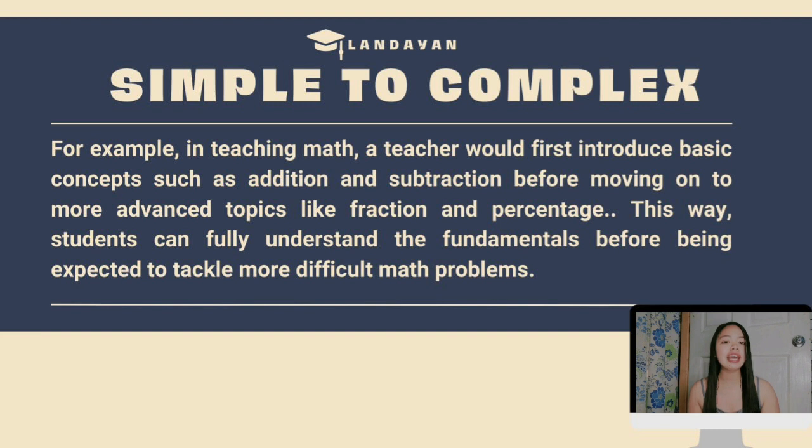Similarly, in teaching English, a simple to complex approach could involve introducing basic grammar rules and vocabulary first before moving on to more complex topics such as syntax and advanced literary analysis. For example, an English teacher may start with teaching the basic parts of speech such as nouns and verbs before introducing more complex grammar concepts such as clauses and phrases. Additionally, students may first learn basic vocabulary words and simple sentence structures before progressing to more complex writing tasks such as composing essays or analyzing literature.